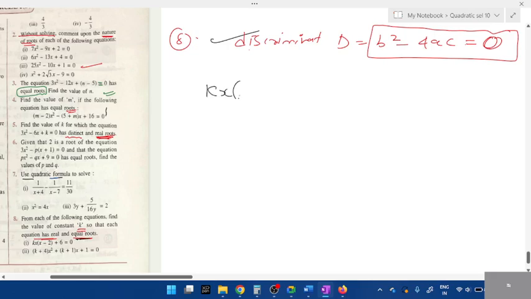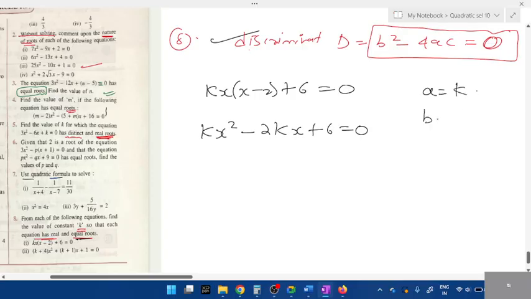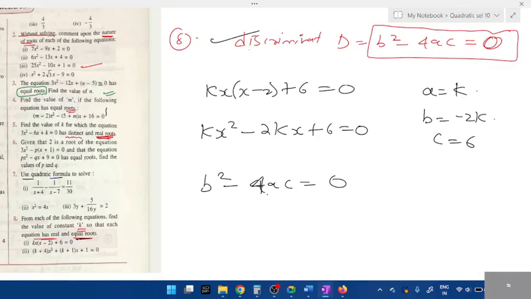Next, kx into x minus 2 plus 6 is equal to 0. Open the bracket. When you open, what do you get, students? Kx square minus 2kx plus 6 is equal to 0. From this, tell me what is the a, b and c value. A is equal to k, b is equal to minus 2k, c is equal to 6. Substitute in the discriminant formula. B square minus 4ac is equal to 0. Find the value of k, students. Be quick. Substitute and find k. That's it. Next, last question. We'll start the next exercise.